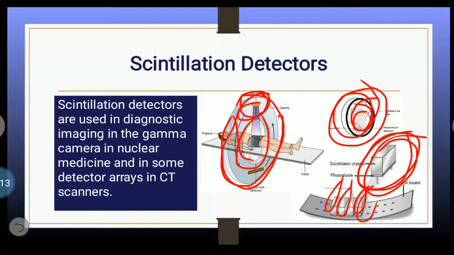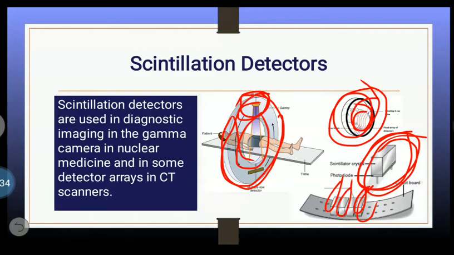Okay, so again, scintillation detectors are not used either for personal monitoring or for survey of fields, but this is used as a detector for radiation. For example, in nuclear medicine and in the gamma camera. Therefore, this is used for imaging.